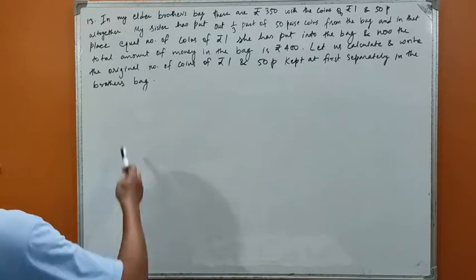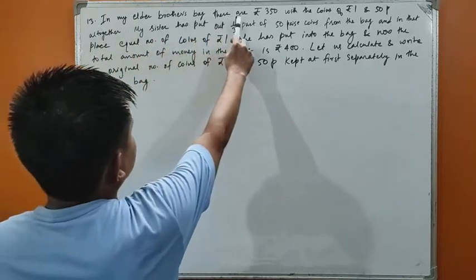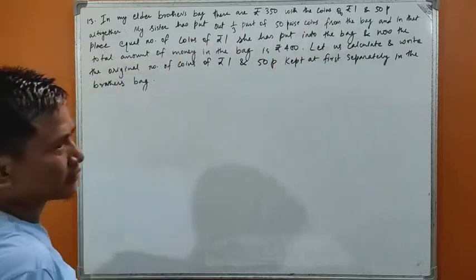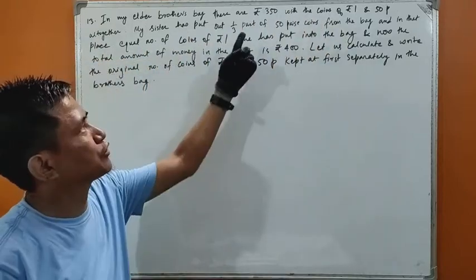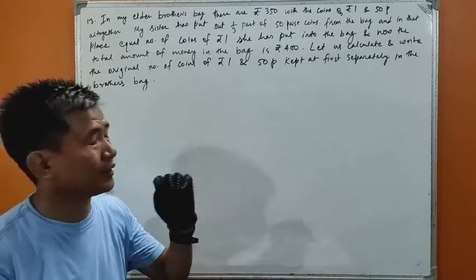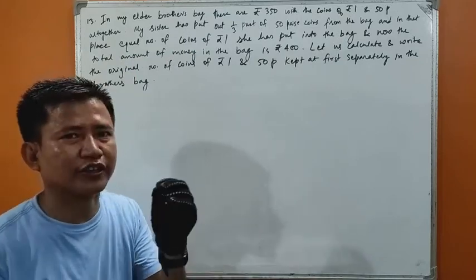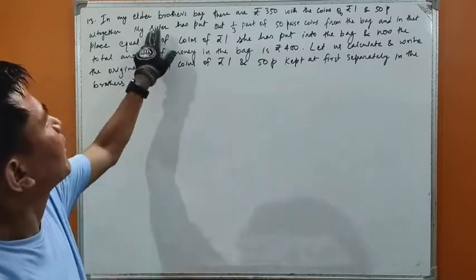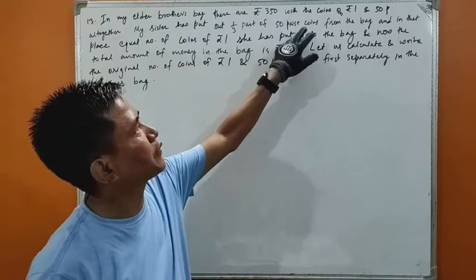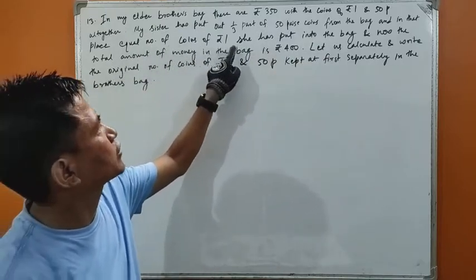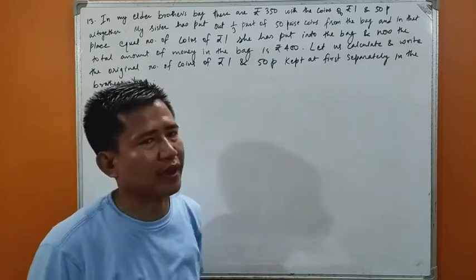Question number 13. In my elder brother's bag there are 350 rupees with the coins of rupee 1 and 50 paise altogether. Okay, there is a bag and there is rupees 350 in the denomination of rupee 1 coin and 50 paise coin. Only the denomination of money is 1 rupee coin and 50 paise coin. Okay, my sister has put out 1/3 of the 50 paise coins from the bag, and in that place equal number of coins of rupee 1 she has put into the bag.